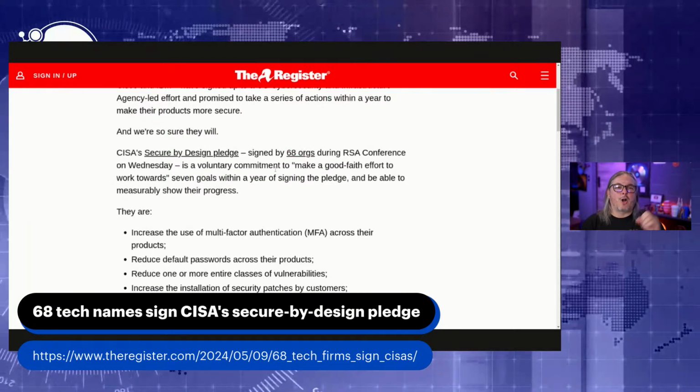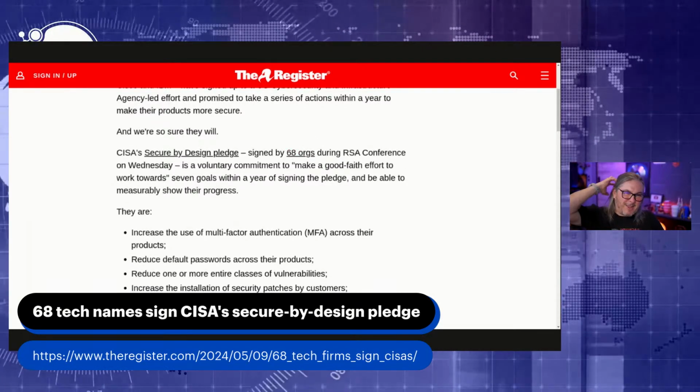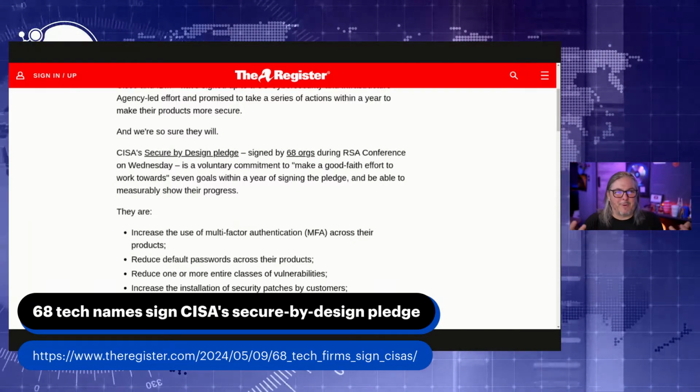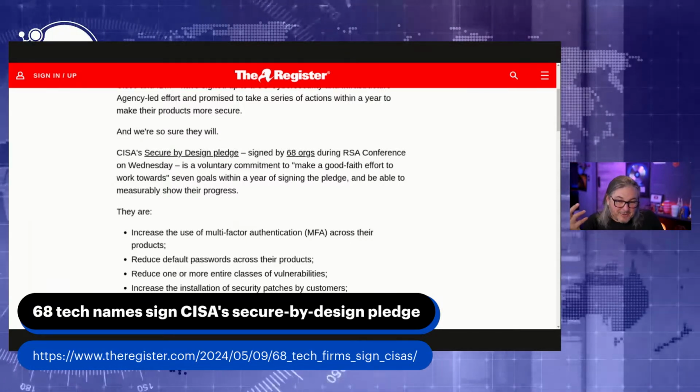And I guess it's one more talking point when you pull these people in front of Congress, go, hey, you remember when you said up there at RSA and shook hands with fancy people, going, we're going to secure things, and then you chose not to?